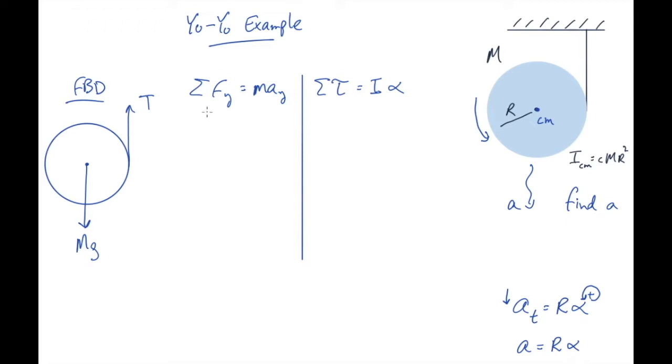The first one tells me to add up all the forces in the y direction. Well, y is positive down. This is our positive y direction. So that means that mg minus T equals the yo-yo's mass times its acceleration. I have two unknowns here. I don't know the tension, and I don't know the acceleration. So I need another equation. That's going to be this one.